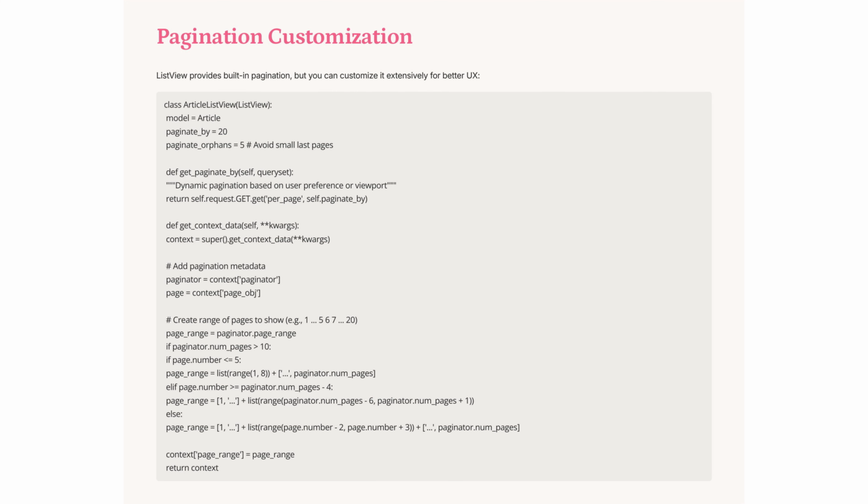List view pagination can be tailored for optimal user experience. Set paginate_by to 20 and paginate_orphans to 5 to prevent small last pages. Use get_paginate_by for dynamic pagination based on user preferences. Enhance navigation with a custom page range, showing key pages and ellipses for clarity, ensuring users can easily navigate through content.